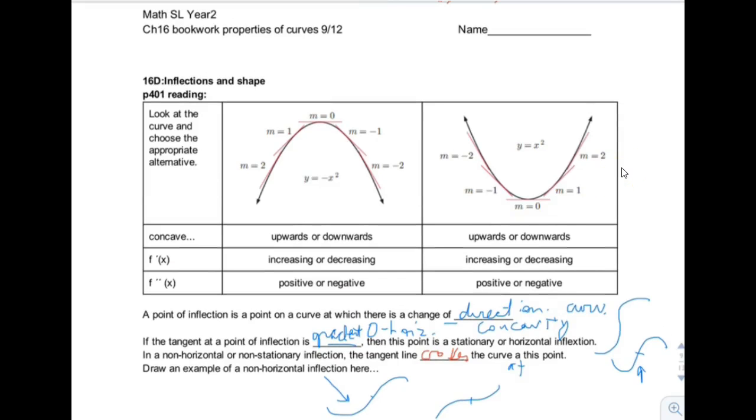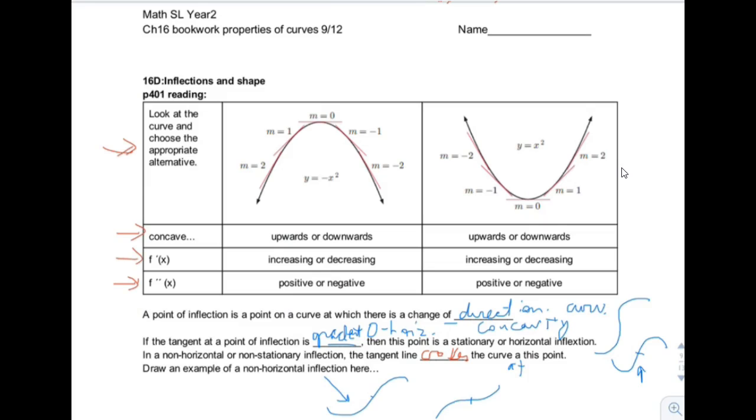Page 9 of Properties of Curves. We're going to look at these two shapes here. One kind of looks like a hill, one kind of looks like a valley. And we're going to describe them in terms of the concavity, in terms of the first derivative and the second derivative.